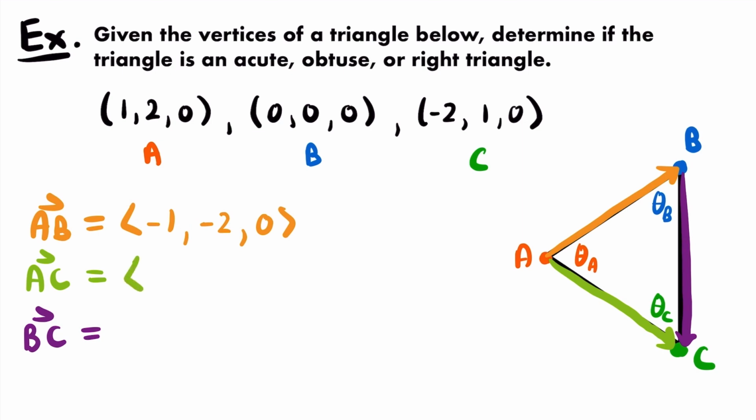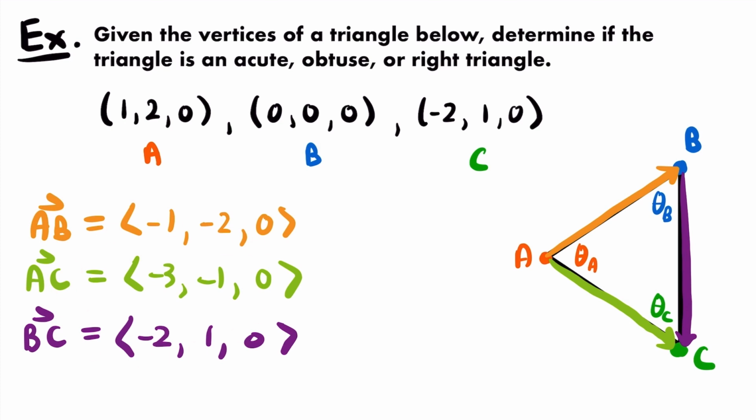Now for vector AC, we'll subtract the coordinates of A from C. So we'll have negative 2 minus 1, that's negative 3. Then we'll have 1 minus 2, that's negative 1. And then we'll have 0 minus 0. So we have 0. Okay, and now finally vector BC. We'll subtract the coordinates of B from the coordinates of C. But if you notice, point B is just all zeros, so we're subtracting 0 from each of these coordinates. So they're not going to change. We're just going to have negative 2, 1, 0 as our components for vector BC. All right, so those are our three vectors that we're going to work with here.